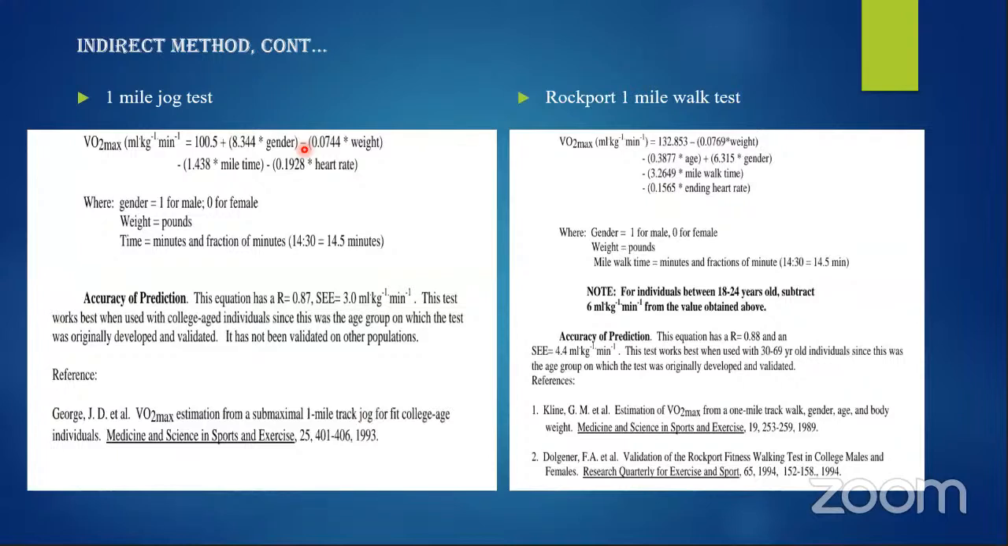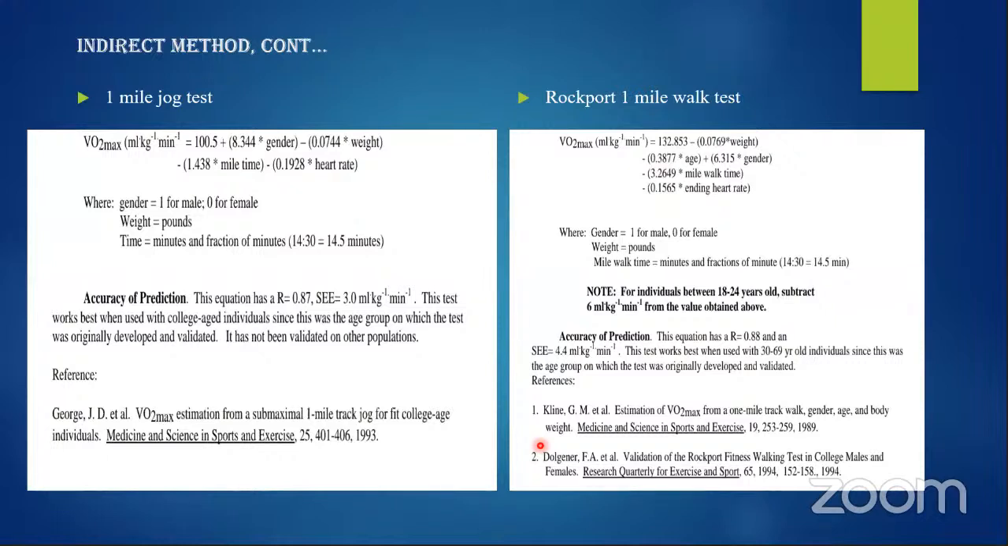Next comes the Rockport 1 mile test. Here the formula is 132.853 minus 0.0769 multiplied by weight, minus 0.3877 multiplied by age, plus 6.315 multiplied by gender, 1 for male and 0 for female, minus 3.2649 multiplied by mile walk time, minus 0.1565 multiplied by ending heart rate. The reliability of this test is 0.88 and these two are the references for this formula.